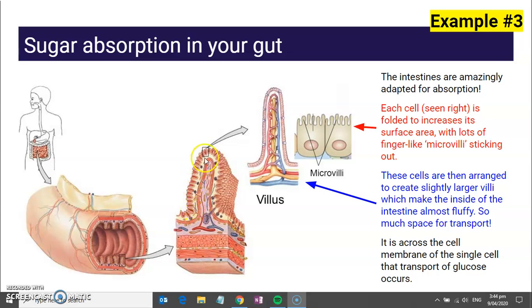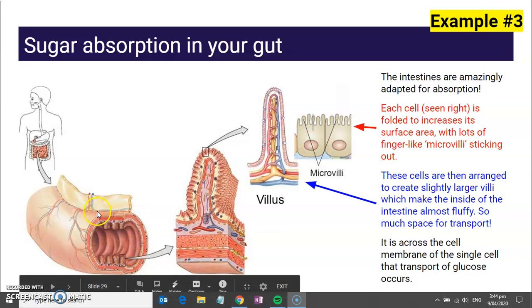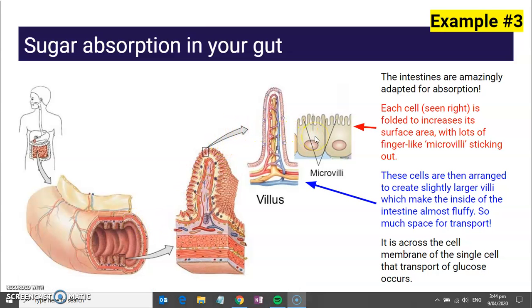And if you zoom in even closer on a singular villus, you will see that the epithelial cells of this villus have tiny villi of their own, called microvilli. So you're increasing the surface area inside the gut hundreds and hundreds of times by adding all of these folds, folds upon folds upon folds. That's because the whole job of the intestine is to absorb water and nutrients.